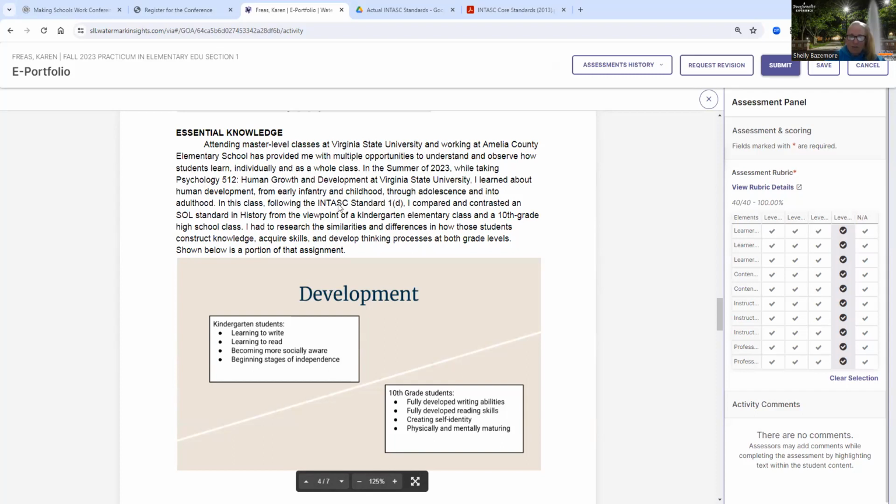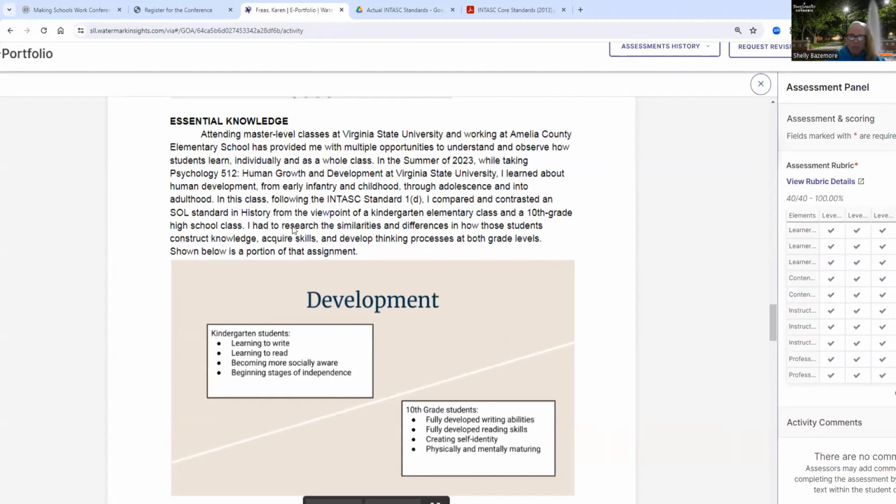In this class, following the Essential Standard 1D, I compared and contrasted an SOL standard in history from the viewpoint of a kindergarten elementary class and a 10th grade high school class. I had to research the similarities and differences in how those students construct knowledge, acquire skills, and develop thinking processes at both grade levels. Shown below is a portion of that assignment.